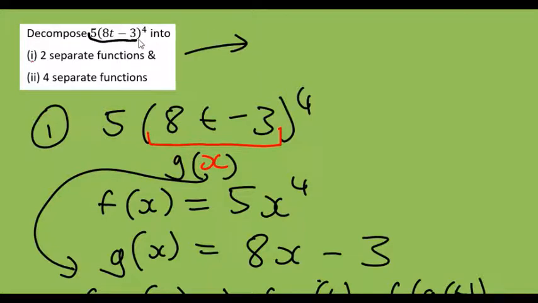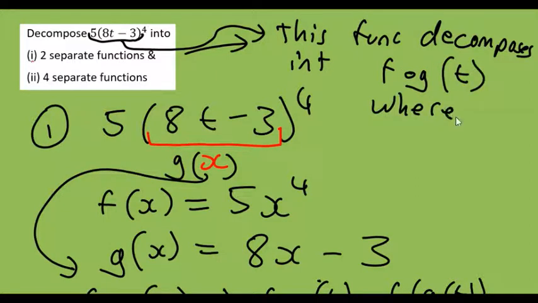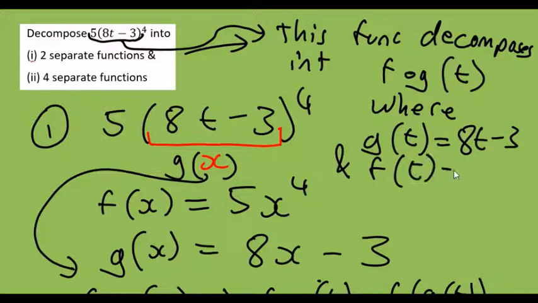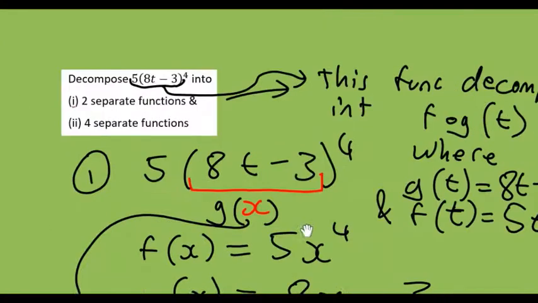So this function here is my answer to the question. This function decomposes into f of g of t, where g of t, or g of x, whatever you want to say, equals 8t minus 3, and f of t, or f of x, it doesn't matter, equals 5t to the power of 4. Okay, so basically it's like going backwards from what you had originally. There's loads of different answers you could do for this, as long as when you sub in t at the end here, in whatever functions you've made up, you get the particular formula you started off with in the question.